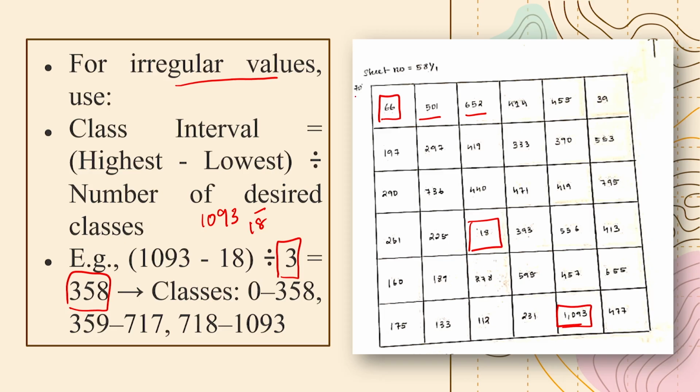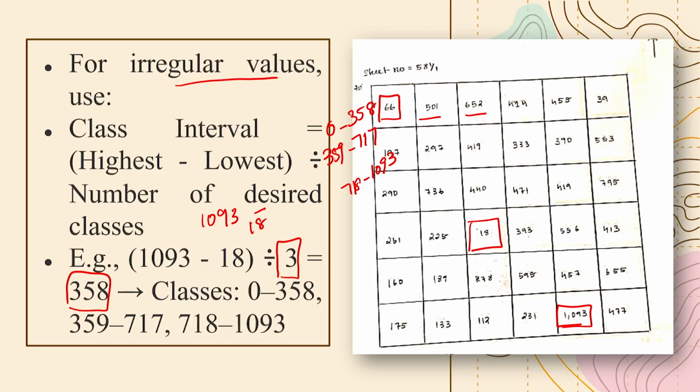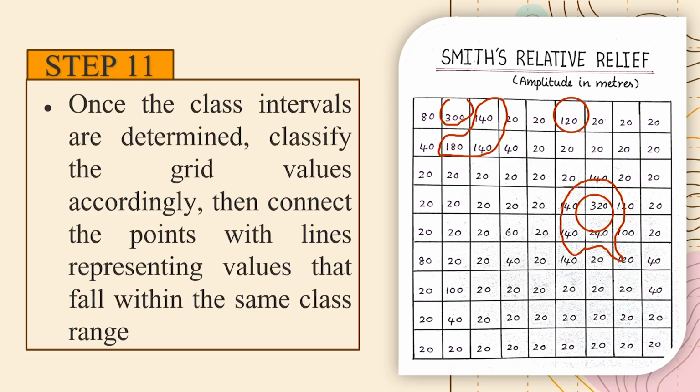Once we have this 358, we fix our classes, that is 0 to 358, 359 to 717 and 718 to 1093. Based on the values that we have obtained in the form of class intervals, we are now going to group all the values within this particular map. Once all the class intervals have been assigned, we group the values into different groups based on the categories that we got. In this case, we have 0 to 100, 100 to 200 and 200 to 300.